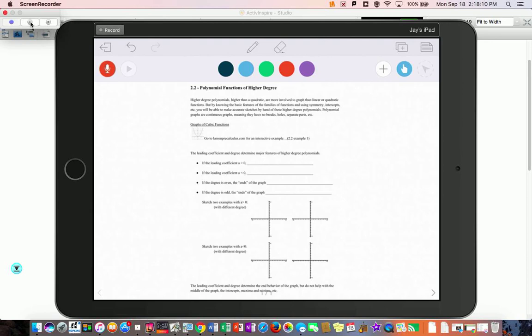So when you look at them, you know what's going on. Remember that the leading coefficient is the number that's in front of the variable that contains the highest exponent. And greater than 0 means positive, and less than 0 means negative. So think about these things up to this point, see what you know about them, and then pause the video now, think about it, and then come back and look at it.